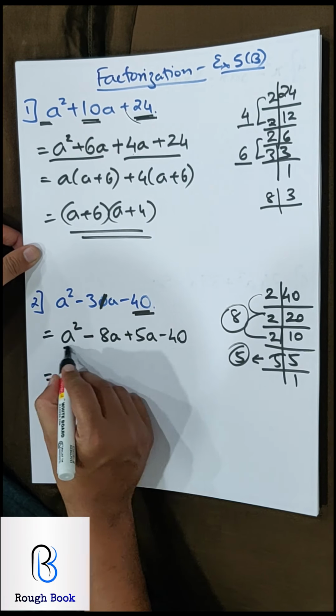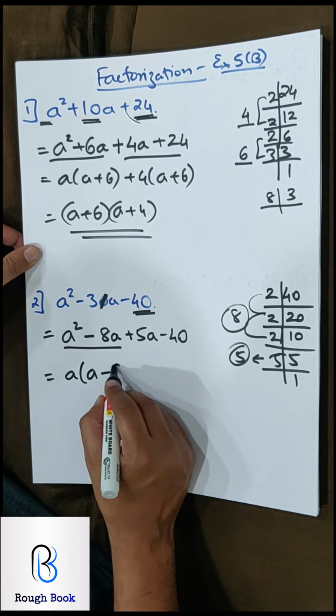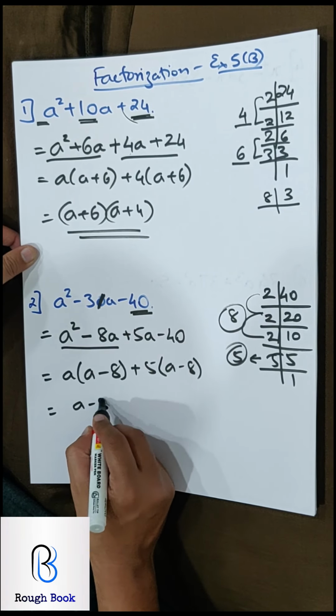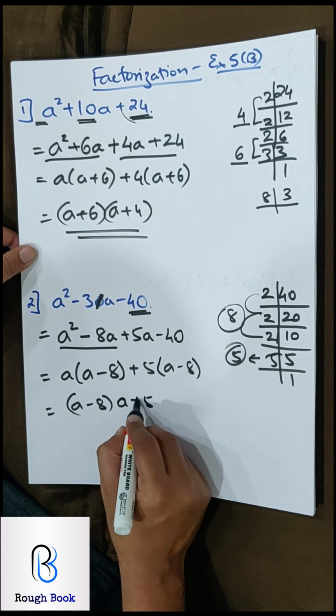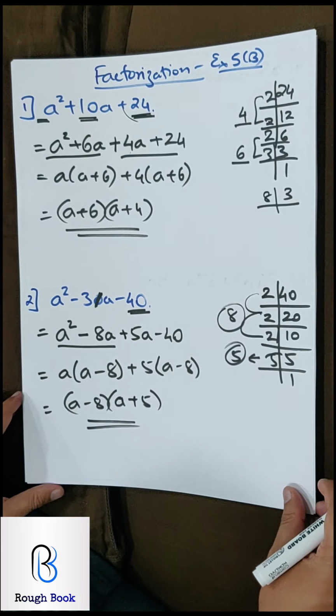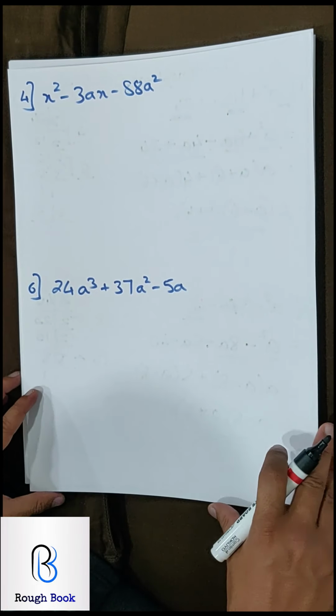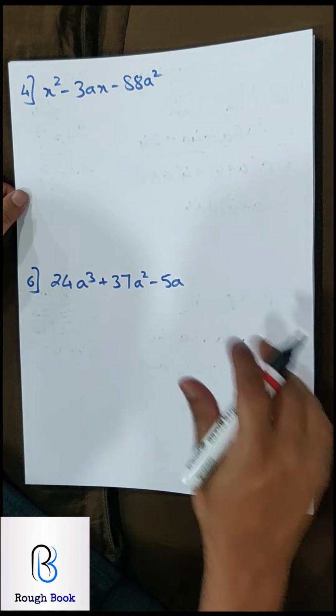So we have sorted. Now the factorization part. So a minus 8, plus 5, a minus 8. So I get a minus 8, a plus 5. I am sure most of you must have managed it mentally only, because this is from standard 8. Nothing new for us as such. Let's take the next one.